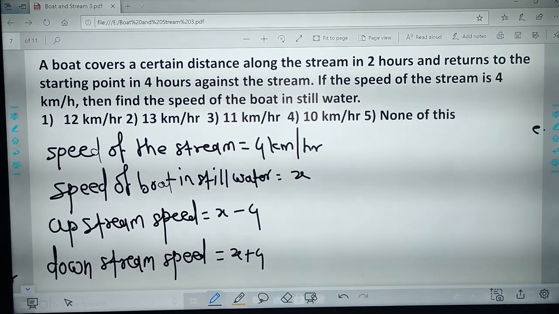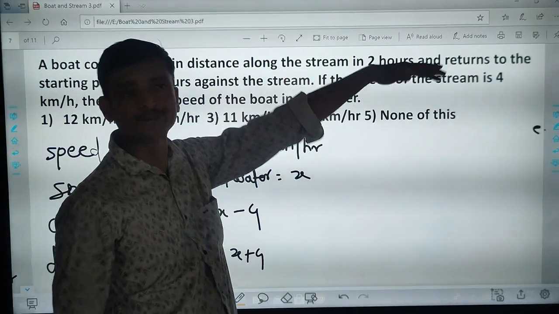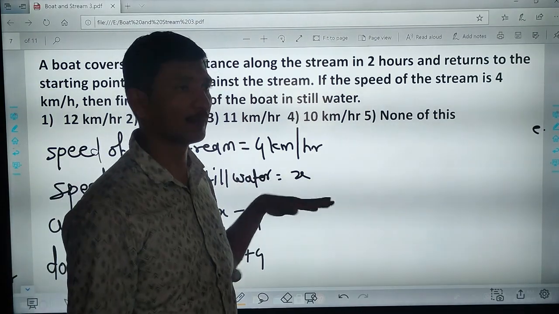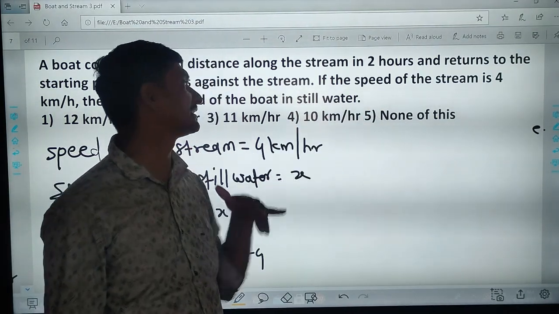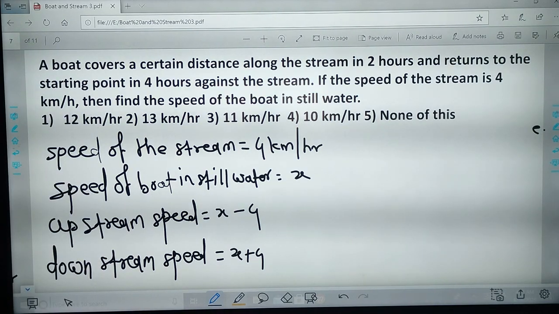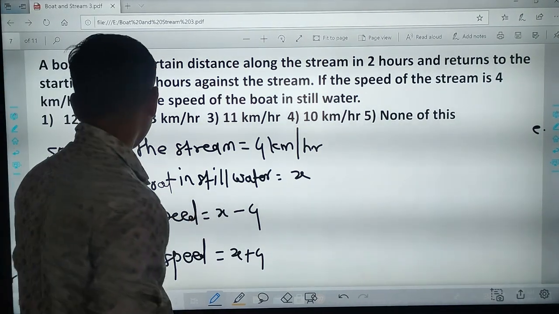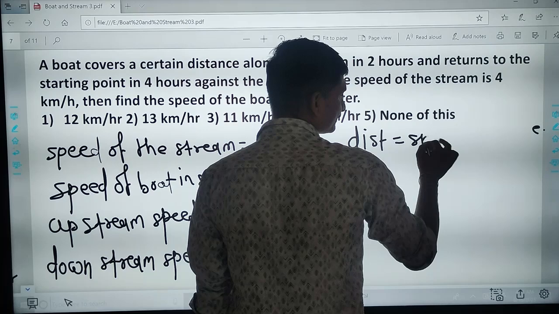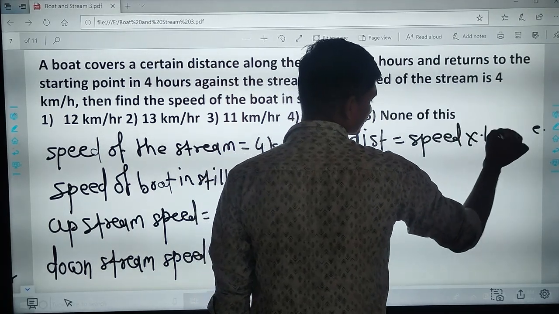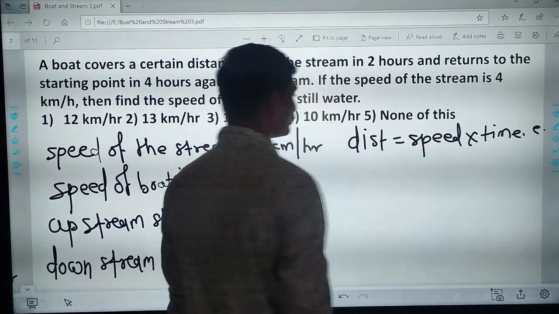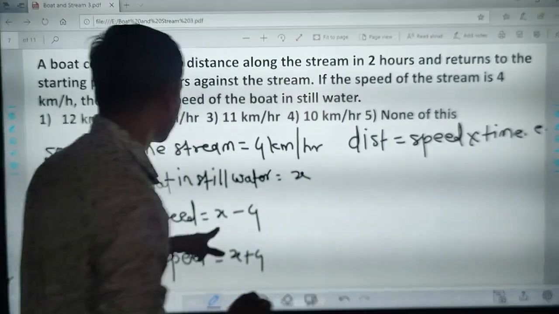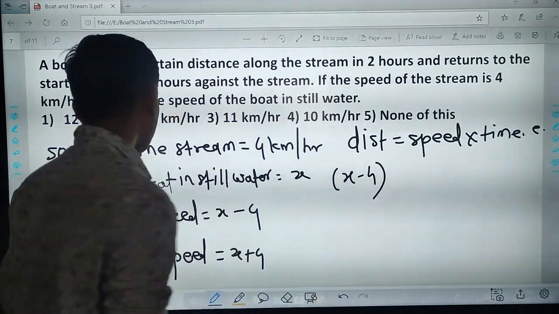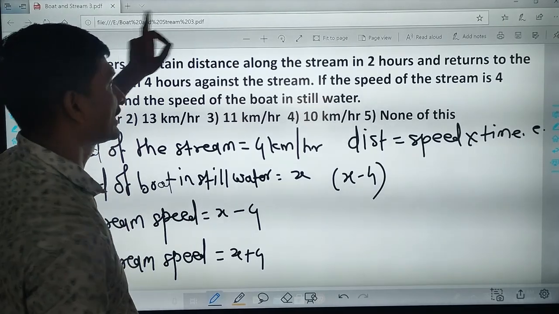Here the boat goes upstream and comes downstream. The distance covered by the boat upstream is equal to the distance covered downstream. Here we use distance is equal to speed into time. The upstream speed is x minus the current speed, and the distance covered upstream is upstream speed into upstream time.